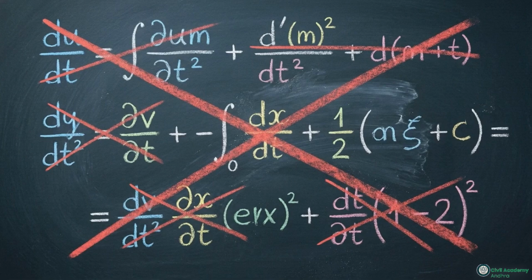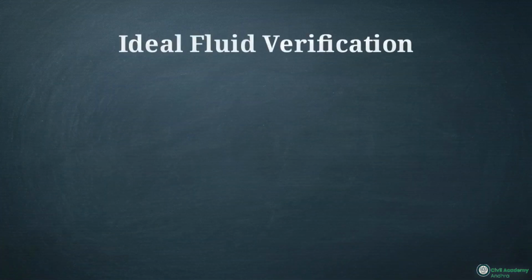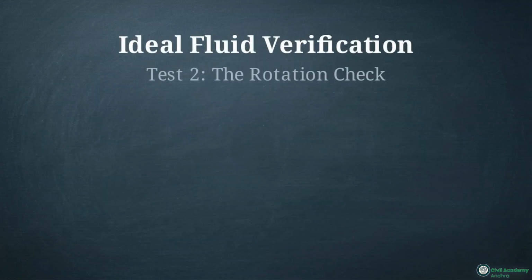Always run the continuity test first. If a given equation fails continuity, the flow cannot exist in reality. Any further calculations or tests on that equation are a trap designed to cost you time. To prove a fluid is ideal, we run test 2, the rotation check.